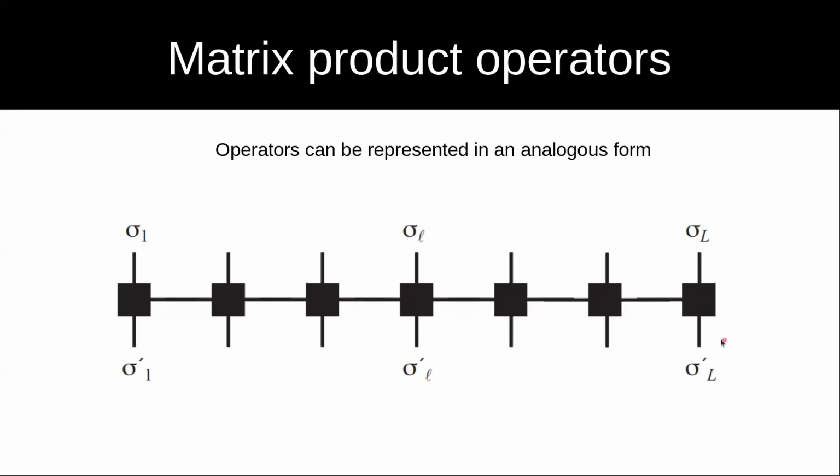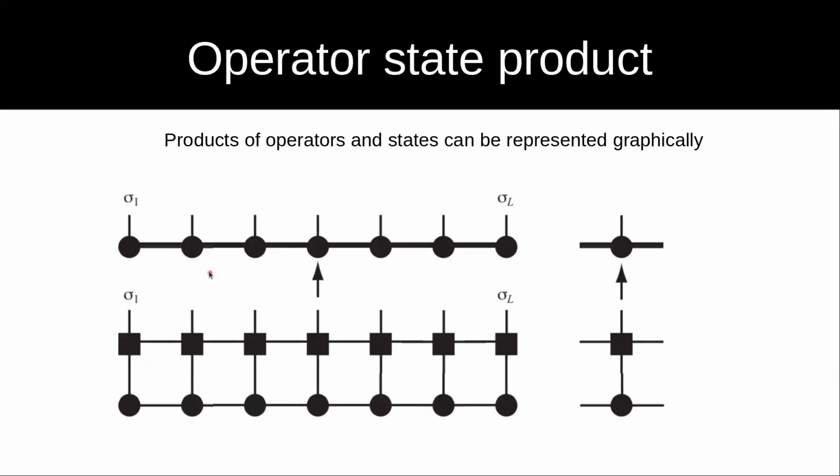Then you have the other set of dangling bonds that represent the other index of your operator. And now you have rank 3 or rank 4 tensors that are essentially the matrix product operator representation of your Hamiltonian or any other operator that you are considering. And if you want to, for example, apply a matrix product operator to a matrix product state, what you can actually do is just link the two diagrams.